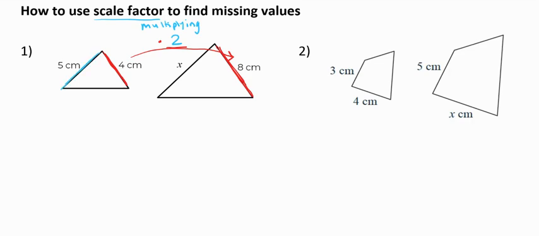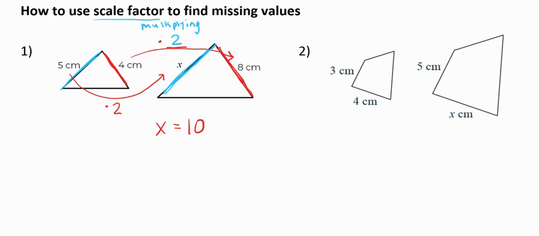So if I label this my blue side, I know that the x is the corresponding side. And so my scale factor is 2. So I know that 5 times 2 is going to give me that x equals 10. So again, you're just finding the scale factor, which is what you multiply by to get from one shape to the other one. And then you can use that information to find the missing value.